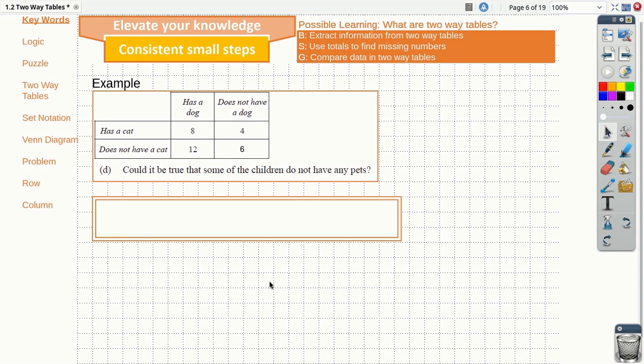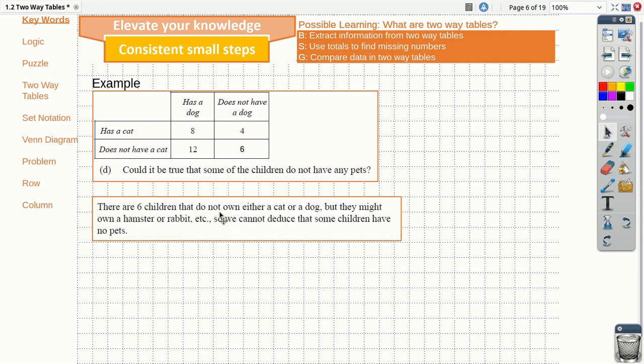Part D. Could it be true that some of the children do not have any pets? The question's asking about people that do not have any pets. So I'm looking at this column, do not have a dog, and this row, do not have a cat. So there's 6 people without a cat or a dog. However, just because the 6 children do not own a cat or a dog, they may still own another pet such as a hamster or a rabbit. So we cannot deduce that some children definitely do not have any pets.